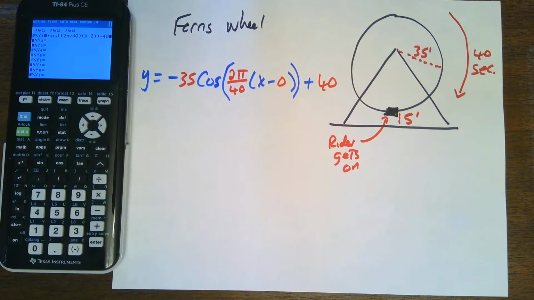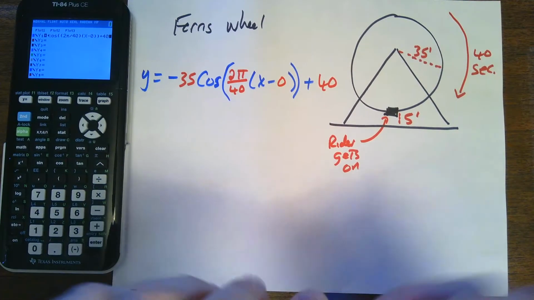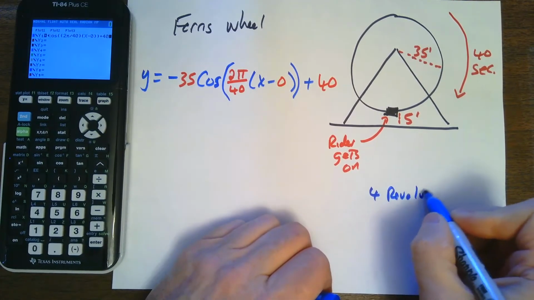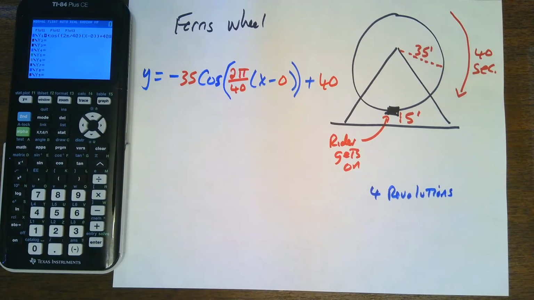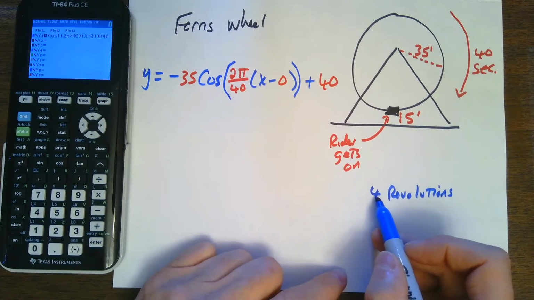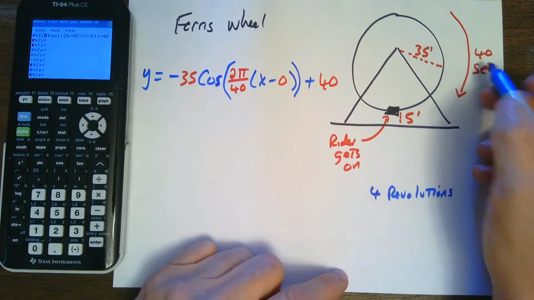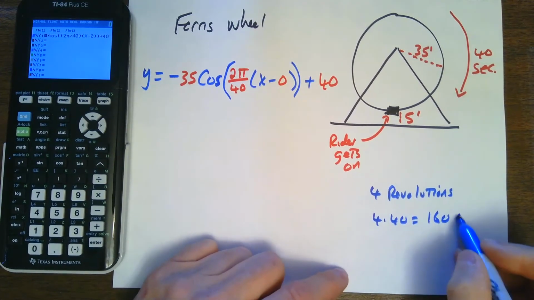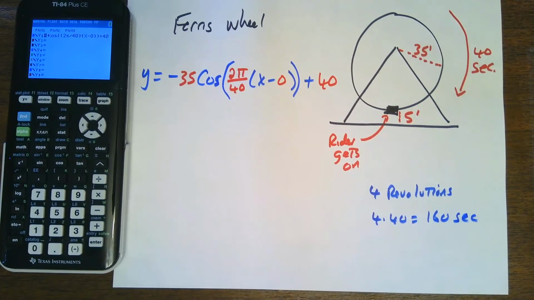All right, so let's say that a complete ride goes for 4 revolutions. 4 times around is your ride. Then you have to get off, buy another ticket, get back on again. How long does it take to do 4 revolutions? Each revolution is 40 seconds. 4 times 40 is 160 seconds, just over 2 minutes. Why do we need that?